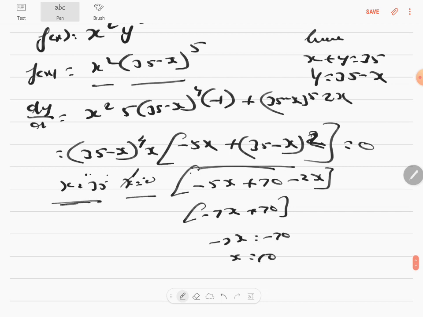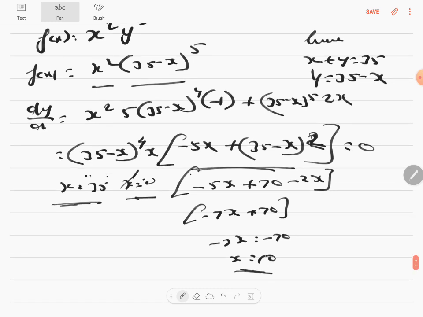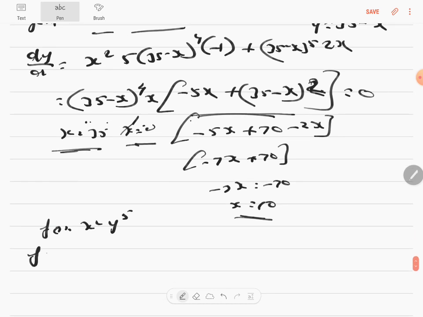x is 35, x is 0, x is 10. I have to substitute all this in the question. What is the question? f of x is equal to x square into y to the power 5. So I am going to put f of 35, f of 0, f of 10, x value.